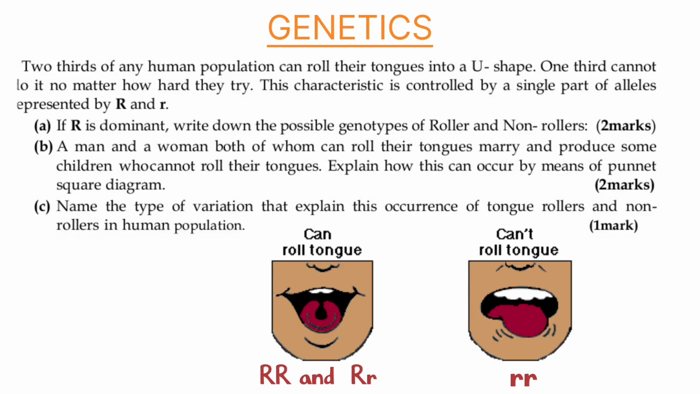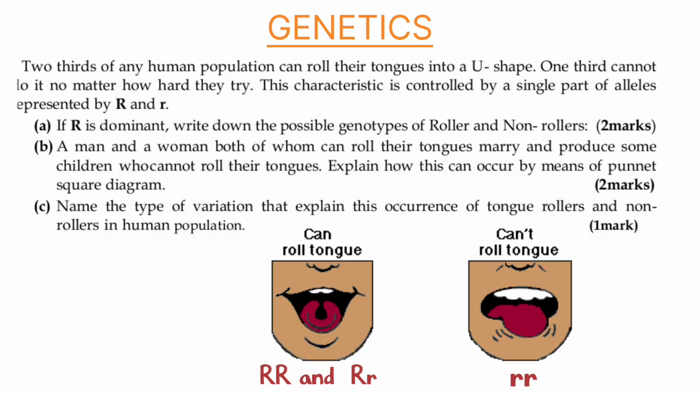And then the last one is whereby you are going to have 2 small r's. Such a person is not going to be able to roll their tongue. Now, this is known as homozygous recessive. Recessive because the alleles are recessive. Homozygous because they are alike. Okay, so our answer, the rollers are going to be that or that.